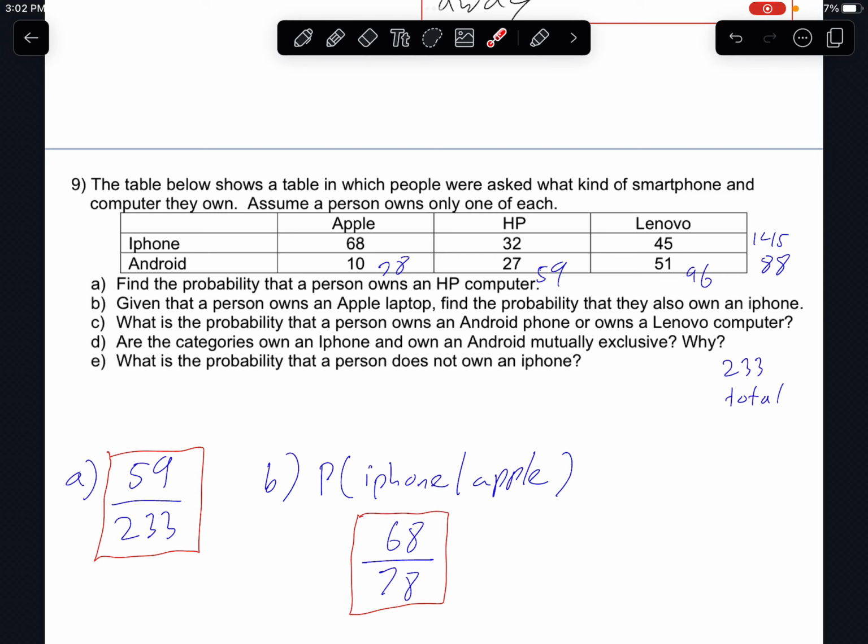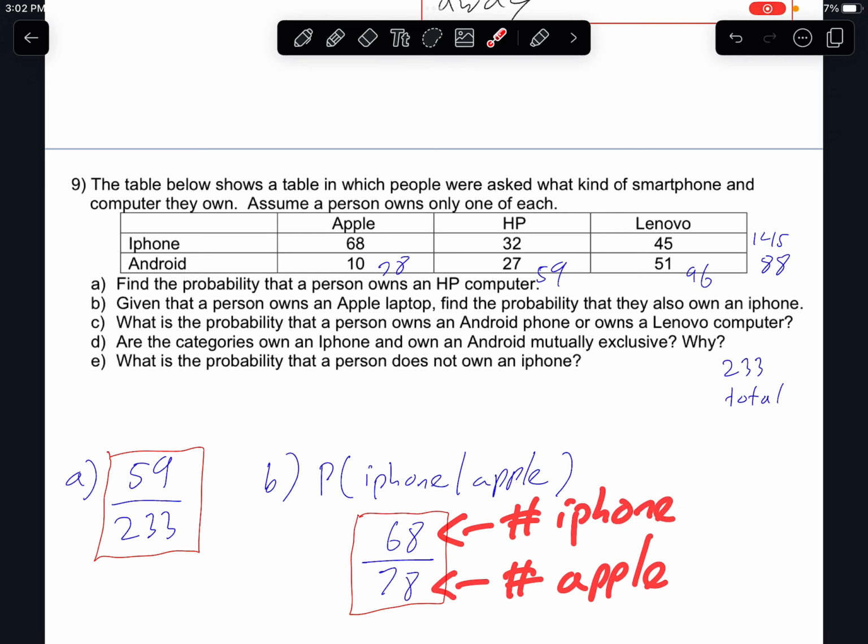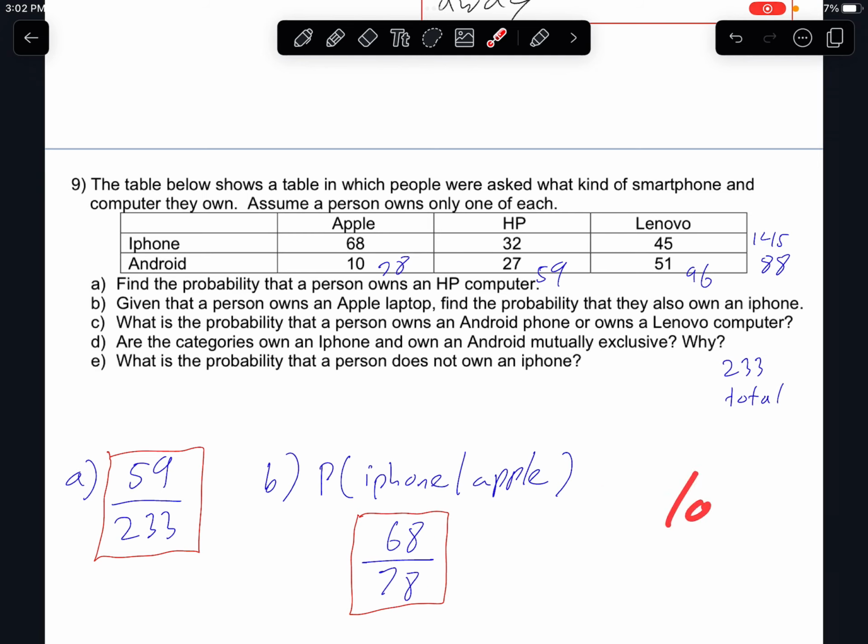Find the probability that they also own an iPhone. So this number 68 is the people that own an Apple laptop and also own an iPhone. And that is the number that we are looking at. 68 on the top numerator, 78 on the denominator, because again, this is the number of people that own an Apple, and this is the number of people that own an iPhone, given that they own an Apple laptop.